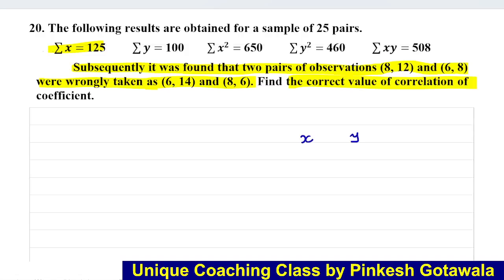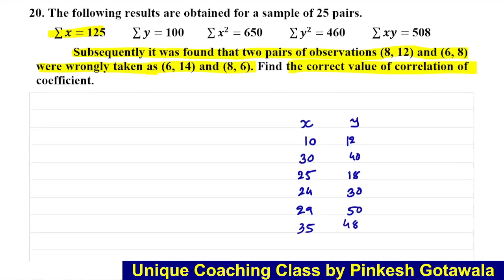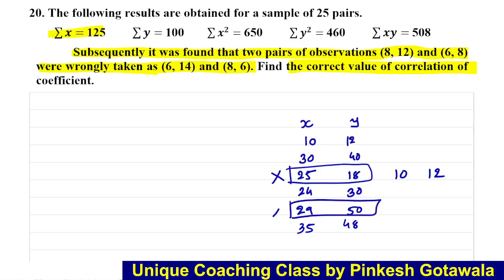Suppose this is x and this is y. Here 10, here 12, 30, 40, 25, 18, 26, 30, 29, 50, 35, 48. Suppose here they made a mistake. This 25 and 80, this pair was wrong. Actually the right pair is 10 and 12, but by mistake they took 25 and 80. Same here, this pair was also wrong.